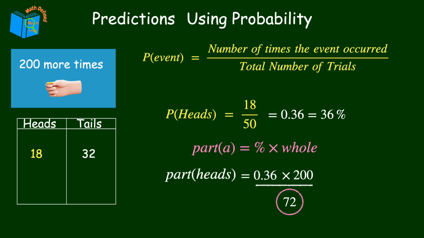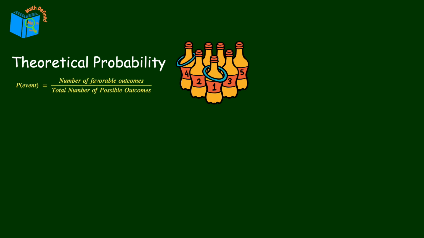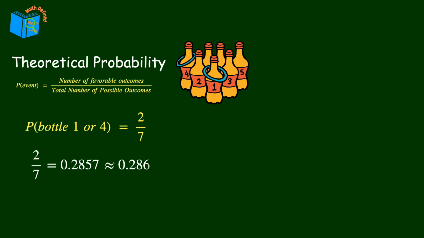Let's try a carnival game next. At the carnival, you decide to play a ring toss game. You want to see if you can toss a ring over either bottle number 1 or bottle number 4. What is the theoretical probability that you will be successful? We'll use the formula to find out. The probability of tossing a ring over bottle number 1 or number 4 is 2/7. Converting this into a percent, we get 28.6%. So theoretically, your chances of being successful are unlikely.